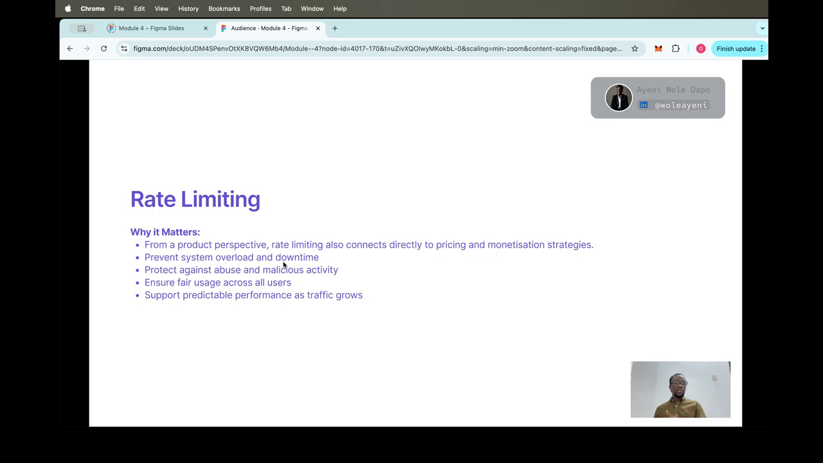So why does rate limiting matter? From a product perspective, rate limiting connects directly to pricing and monetization strategy. It's as simple as that.